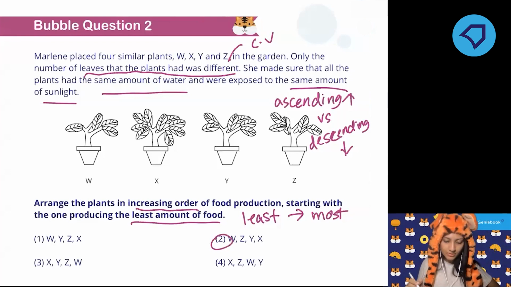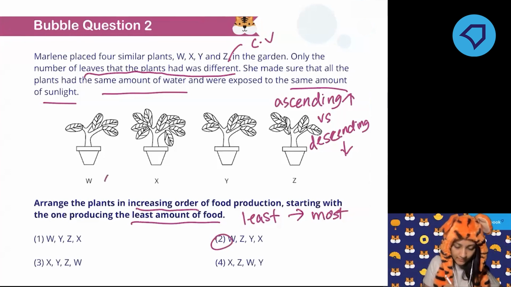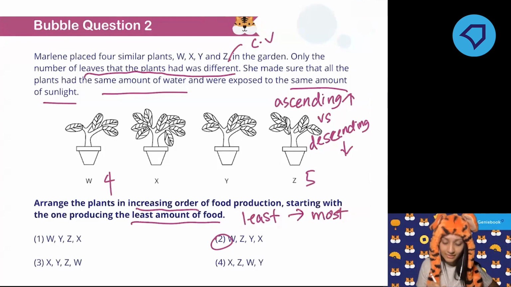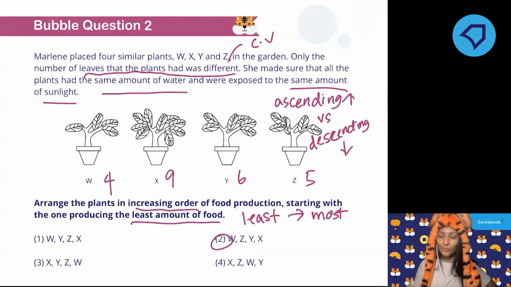Why is it? Because if you look at W, you only have 4 leaves. Z, 5. How many leaves are there on Y? 6. Yes, and then the last one. Wow, Ashita is able to tell me all the numbers correctly. Very well done.